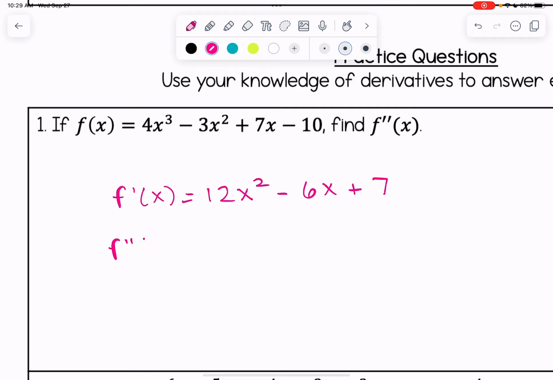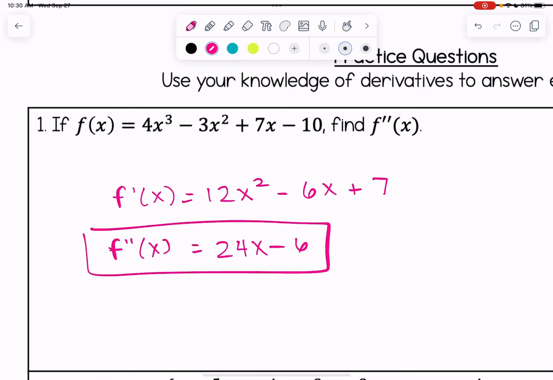Now, if I want to find the second derivative, I'm just going to take the derivative of the first derivative. Okay, that's our higher order derivative. So I'm now going to take the derivative of 12x squared minus 6x plus 7. I'm going to get 24x minus 6, and that is our answer here.